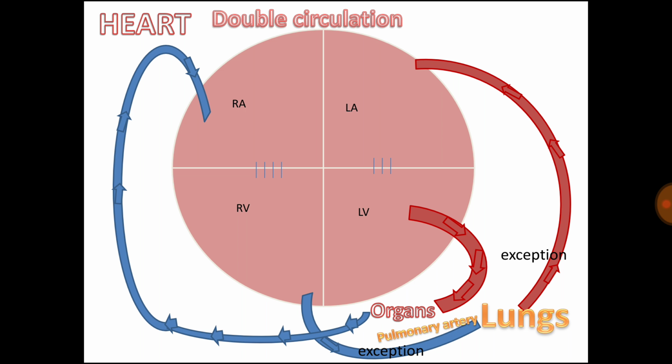Another exception is there. Through the lungs, purified or oxygenated blood is moving into the left auricle, and this is going through a blood vessel, but this time this is actually a vein, sorry, this is actually a vein. A vein generally contains deoxygenated blood, but this time the vein contains oxygenated blood. So this is another exception, and the name of this particular blood vessel is the pulmonary vein. So this is the second exception.